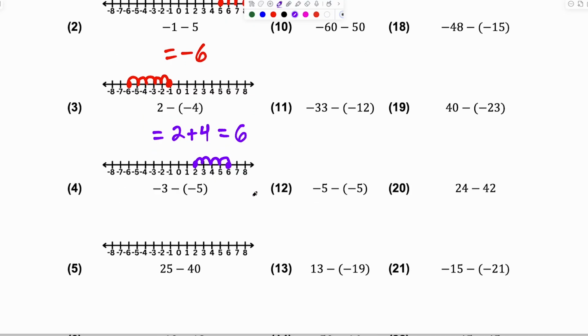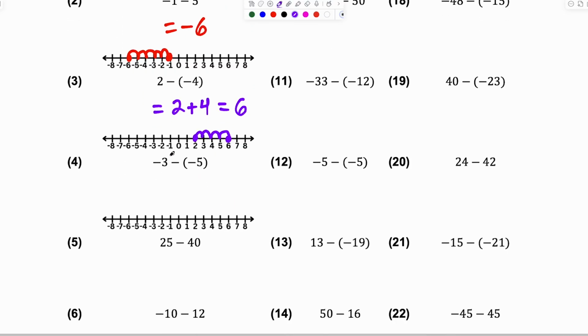So next up, question 4, we have negative 3 minus negative 5. So we're starting over here at negative 3, and just remember from before, when we have subtracting a negative, we're going to do negative 3 plus 5, okay? Subtracting a negative, we change that to addition. So minus minus goes plus. And now we have negative 3 plus 5, so we're going 1, 2, 3, 4, 5. So negative 3 plus 5 is equal to 2.